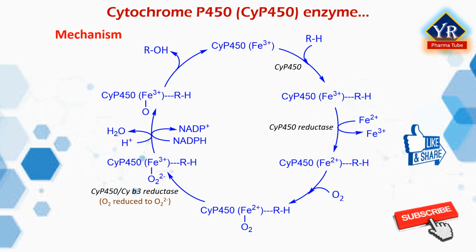See the reactions shown here. Cytochrome P450 is a heme protein molecule in which the heme residue is protoporphyrin 9 containing coordinated iron.